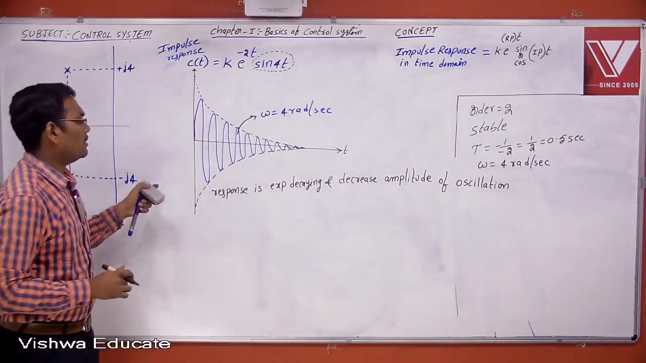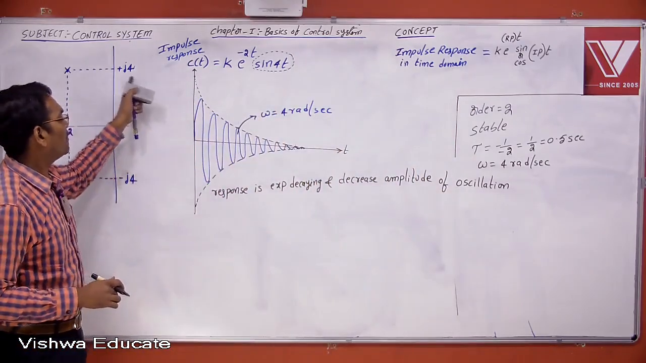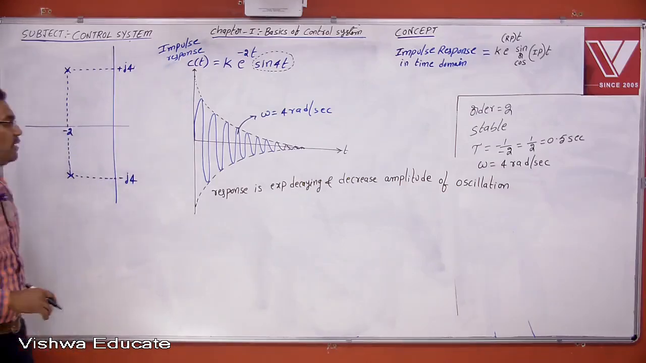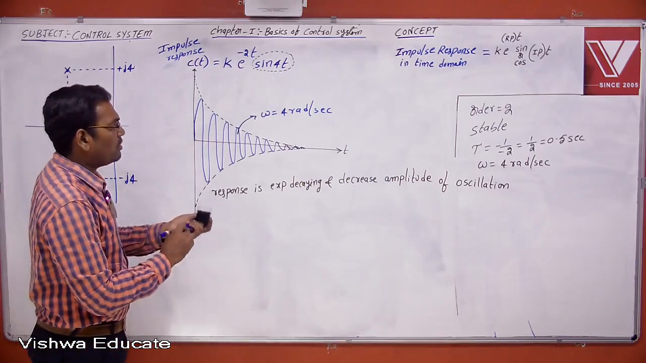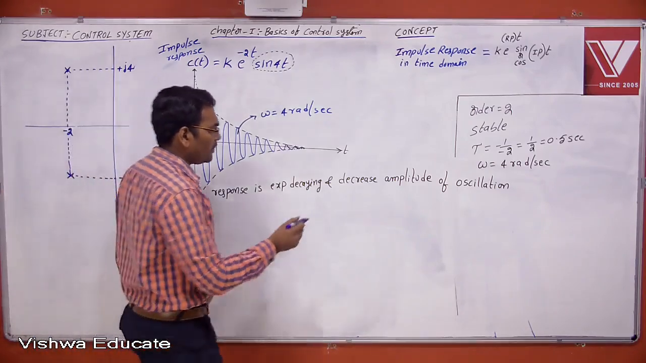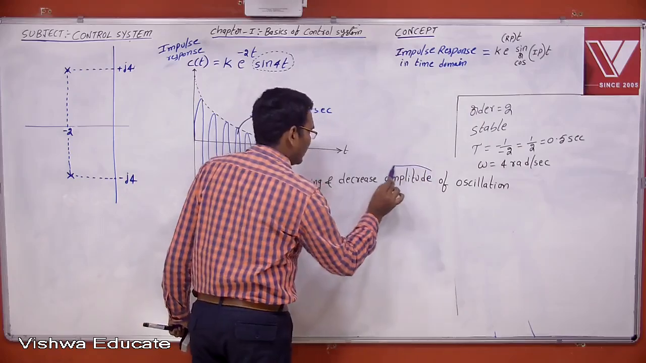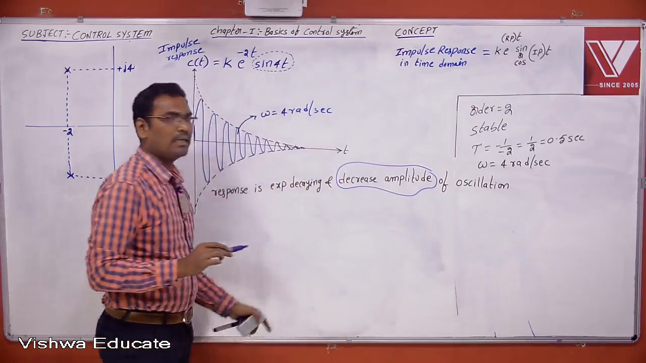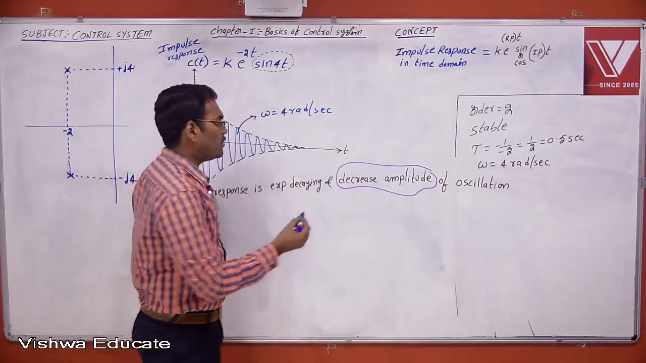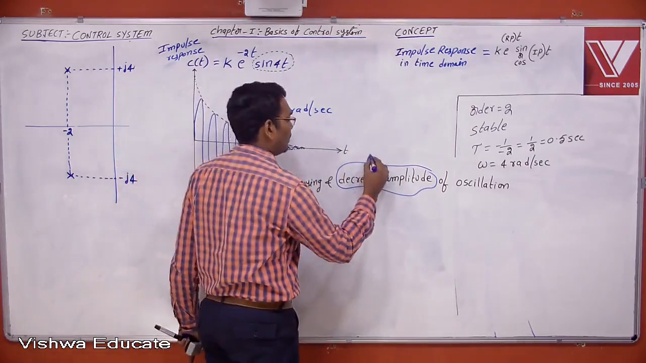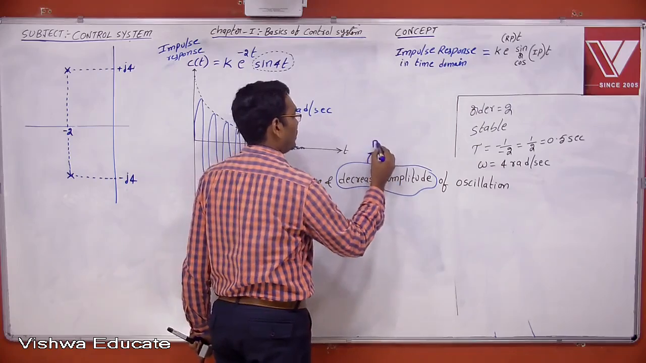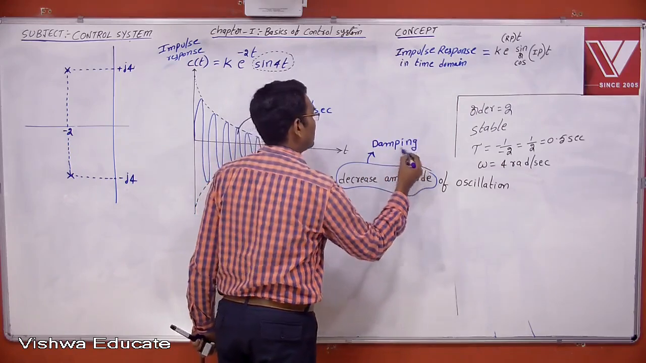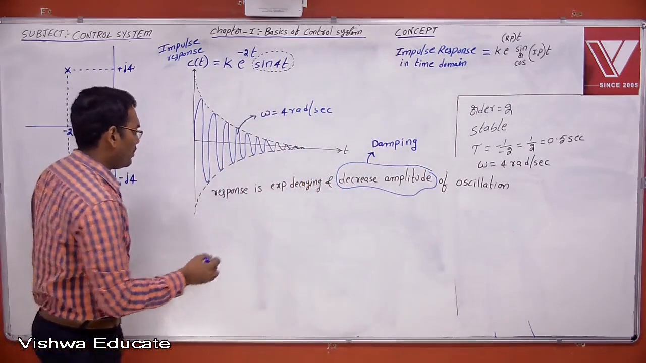Now this is the response when the poles are complex conjugate and lie on the left hand side of the s-plane. One more thing we can write: where the amplitudes are decreasing, decreasing amplitudes are also called damping. Decreasing the amplitude means damping. Therefore, we can write like this.